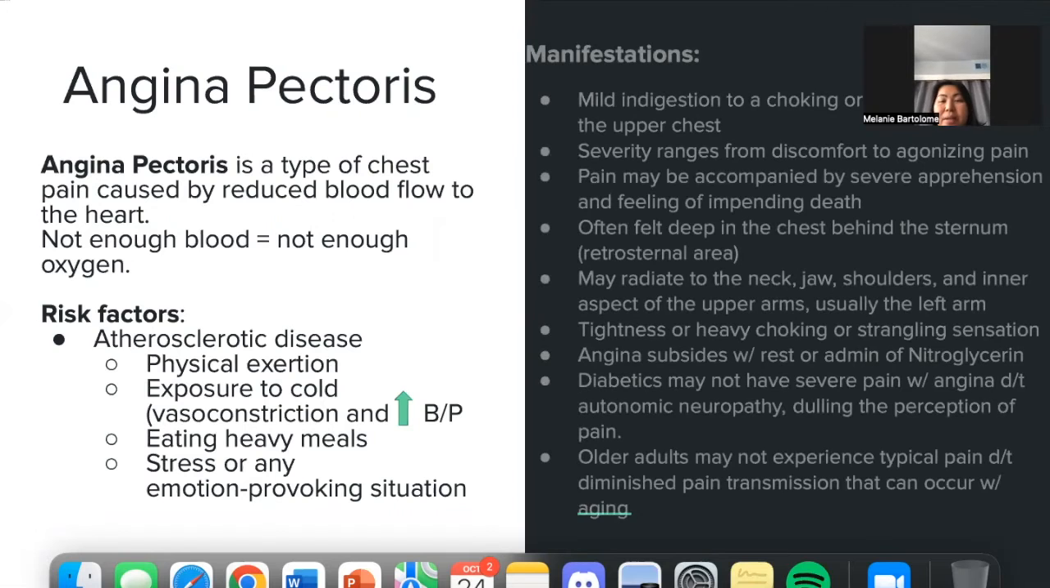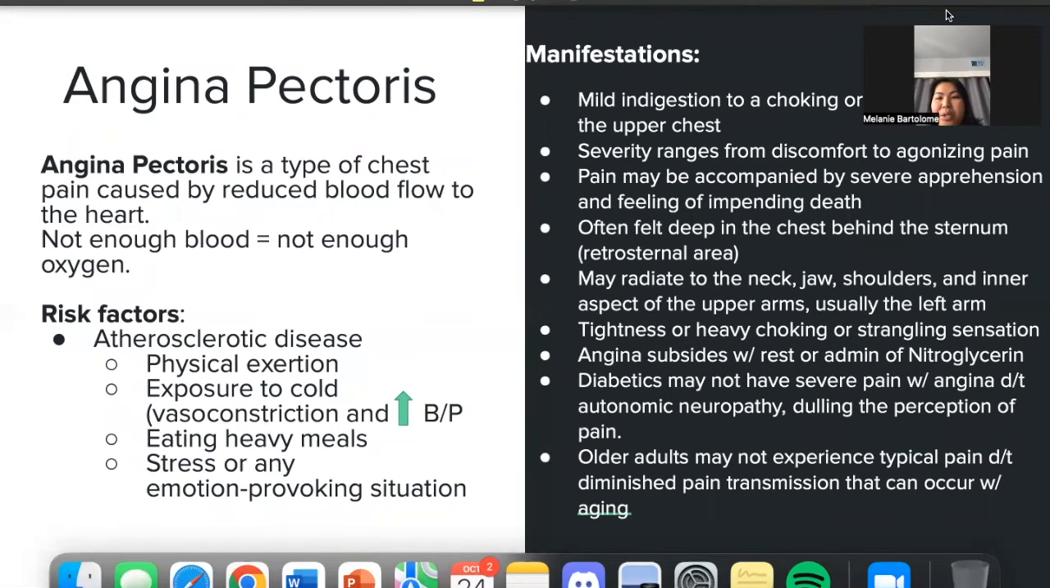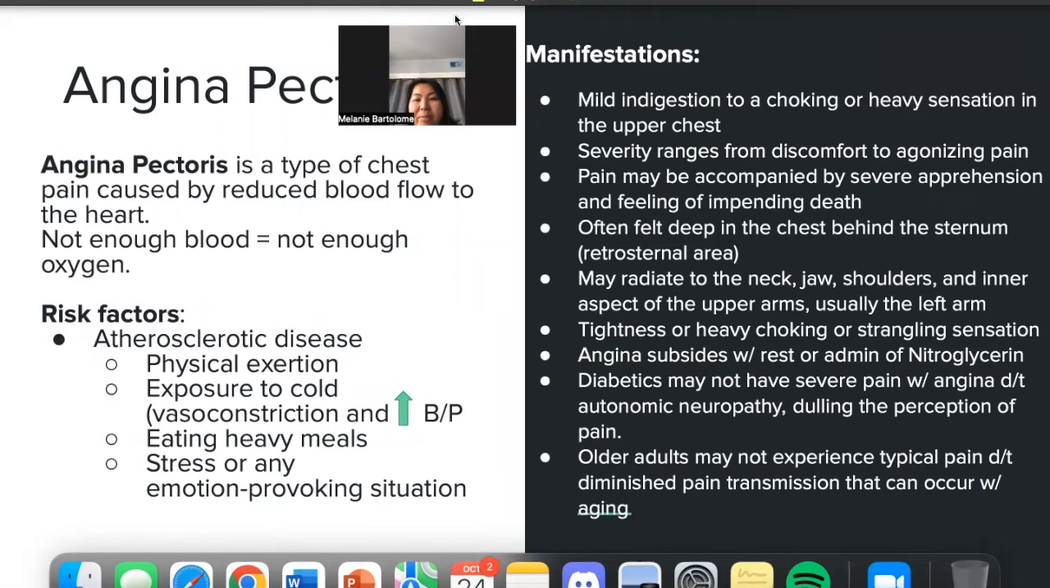Manifestations can include symptoms from mild indigestion to a choking or heavy sensation in the upper chest. Severity can range from discomfort to agonizing pain. Pain may be accompanied by severe apprehension and feeling of impending death. It's often felt deep in the chest, behind the sternum. It may radiate from the neck, jaw, shoulders, and inner aspect of the upper arms, usually the left arm. There can be tightness or heavy choking or strangling sensation.